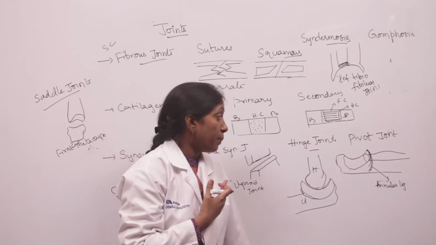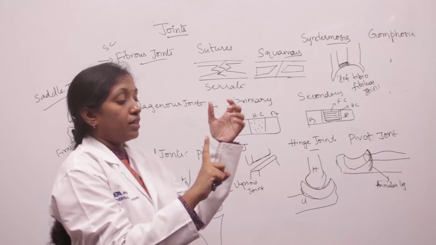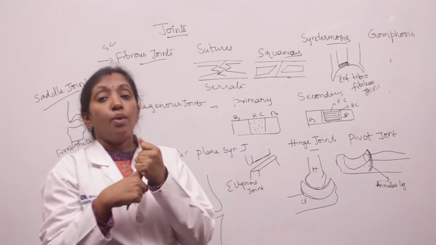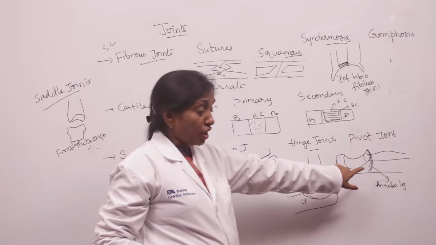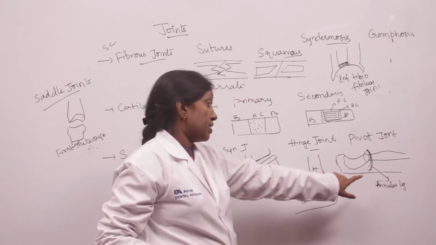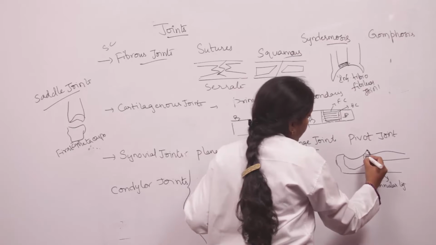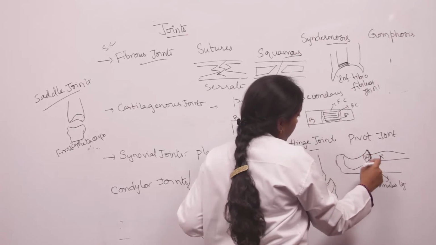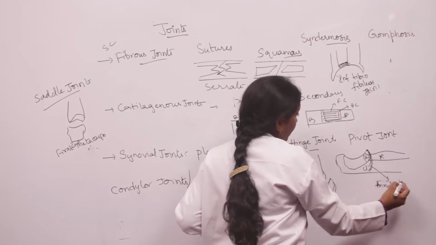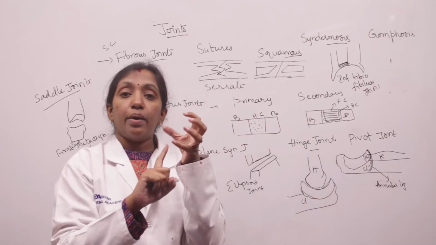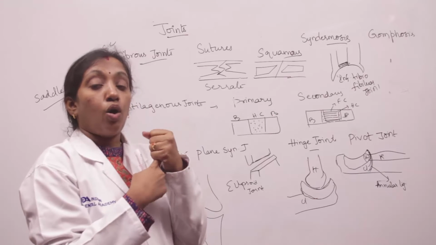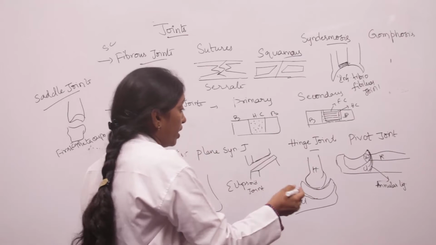Coming to the pivot joint, the articular surface is surrounded by an osseofibrous ligament. Here we can see the radio-ulnar joint. This is the head of the radius, and this is the ulna, and they are united by a ligament called the annular ligament. So here the articular surfaces are surrounded by the annular ligament.